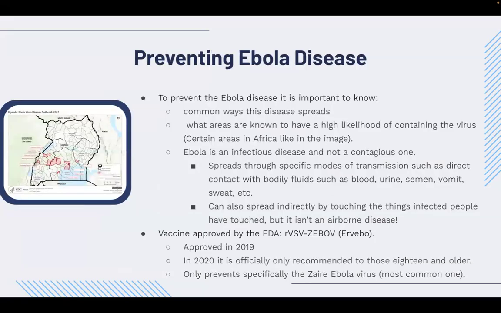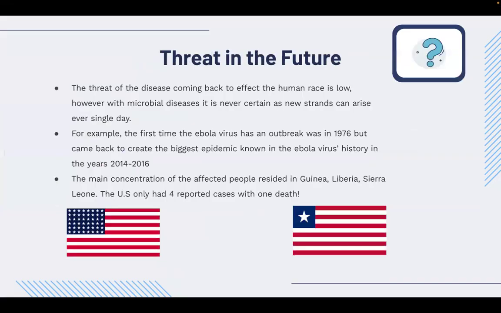Preventing the disease. To prevent the Ebola disease, it is important to know the common way the disease spreads, as said prior, with bodily fluids. And it spreads through specific modes of transmission and can be spread indirectly, like, for example, the doorknob thing that I said earlier. And yes, there has been a vaccine approved by the FDA called Ervebo, and it was approved in 2019.